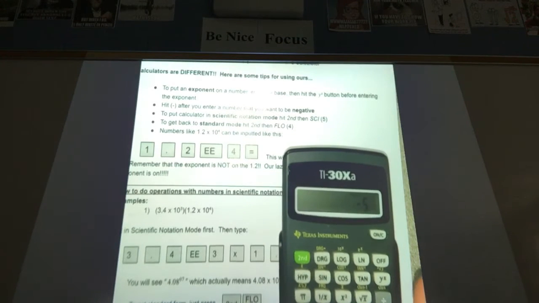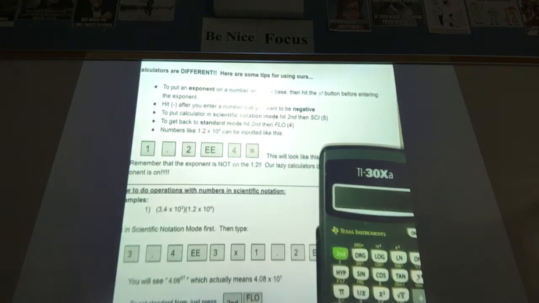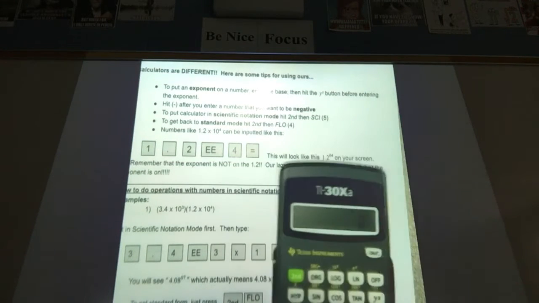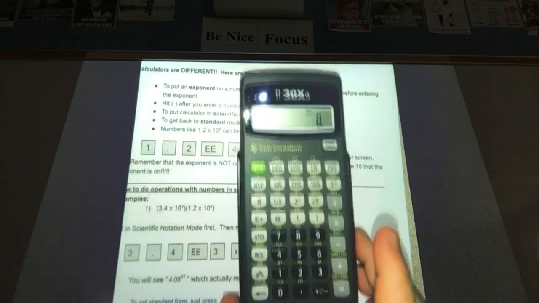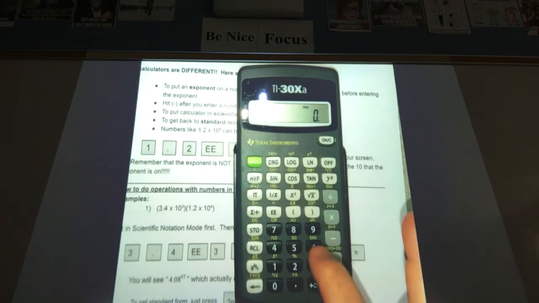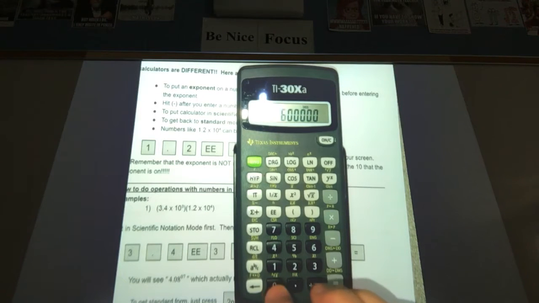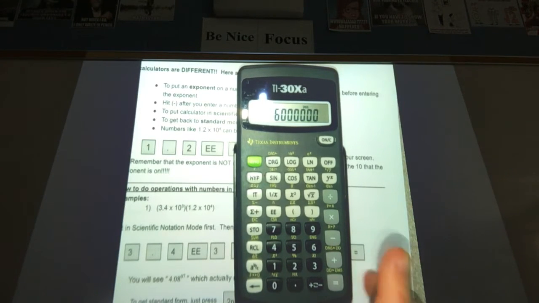All right. The next thing, if we're going to do scientific notation, we need to know scientific notation mode. So let's put in your calculator 6 million, and do this with me. That's 6 followed by 6 zeros: 1, 2, 3, 4, 5, 6. That says 6 million right there.